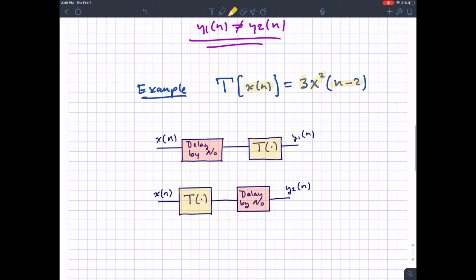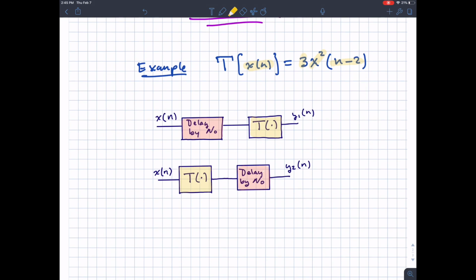I'm telling you that this is time invariant, so it's not possible to just choose a specific signal and prove it from one specific signal. You have to do this in general. Okay, so let's apply this in general. Let's calculate y1. If I started with an x of n, and I delay it by n naught, I would have x of n minus n naught.